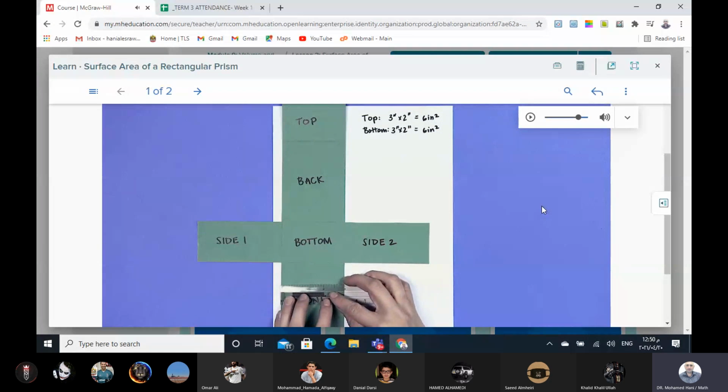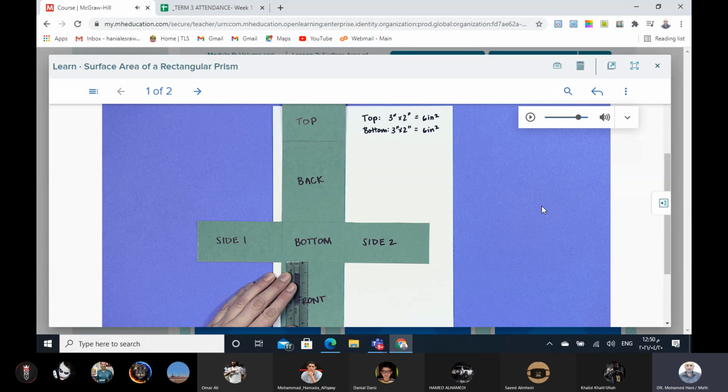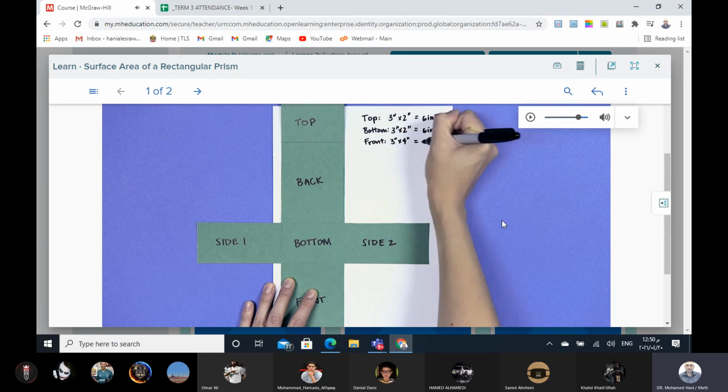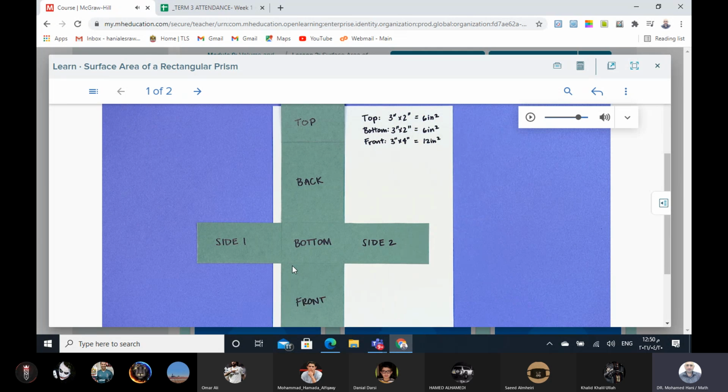Now, measure the front face and write down the dimensions. 3 inches by 4 inches. The area is 12 square inches. So, the front is also a rectangle. We have here the length 4 and the width 3. So, the area will be length times width, 3 times 4, which is 12.